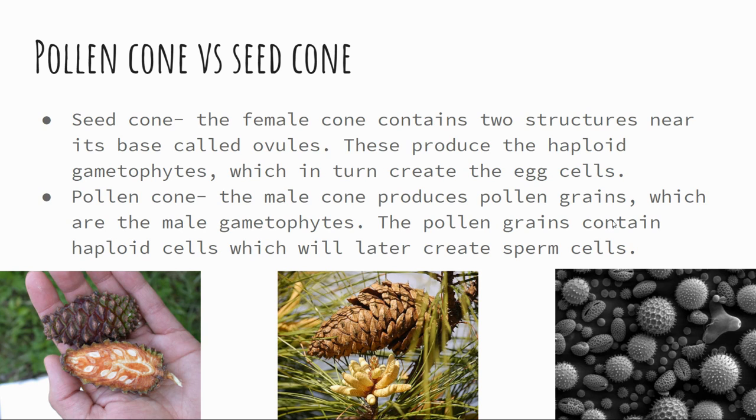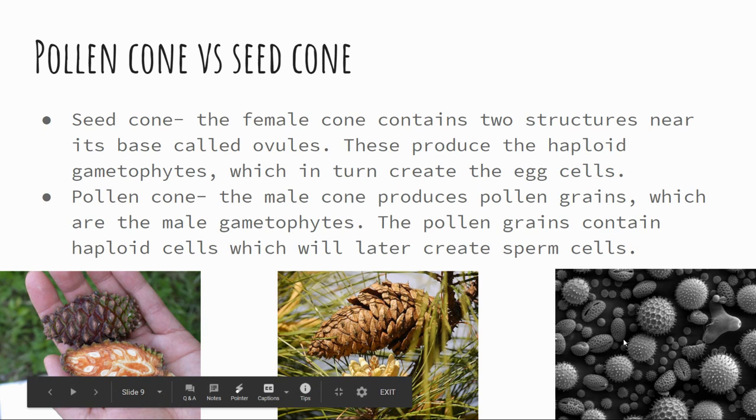And then down here on the bottom right-hand side, this is just a microscopic picture of pollen. And then we have a cross section of a female seed-bearing cone, and you can see how much nutrients and seeds are within this newly fertilized female cone.